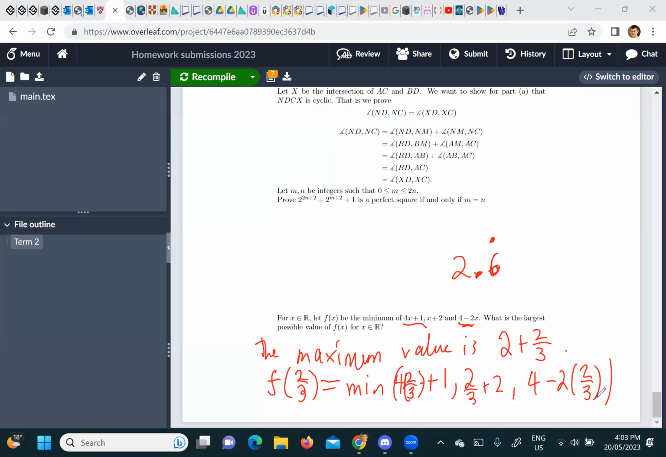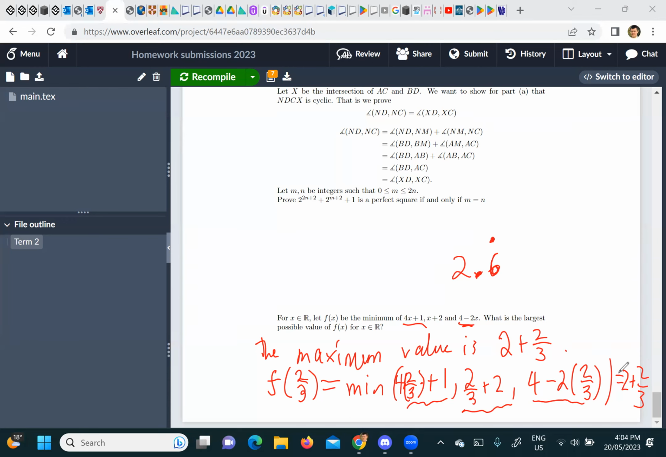Then you notice the minimum value is 2 and 2/3. Let me check: 4 times 2/3 plus 1 is 3 and 2/3, 2/3 plus 2 is 2 and 2/3, and 4 minus 4 minus 1 and a third is 2 and 2/3. So this is 2 and 2/3, and this is 2 and 2/3, and this is bigger than 2 and 2/3. So it equals 2 and 2/3. So it actually has a value of 2 and 2/3.